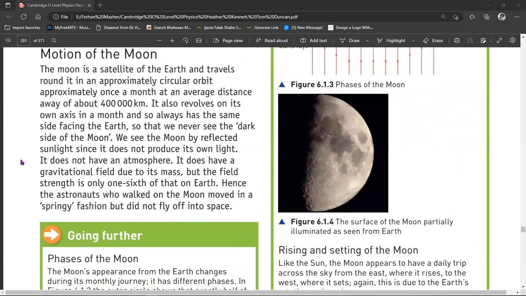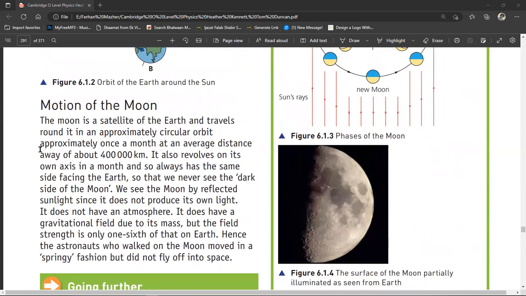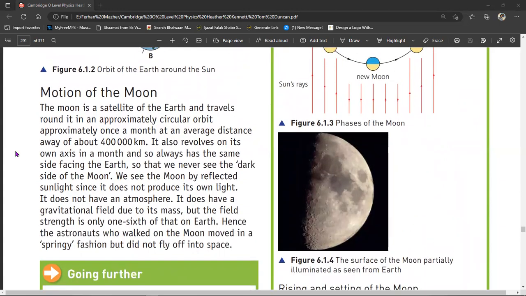Motion of the moon. The moon is a satellite of the Earth and travels around it in an approximately circular orbit approximately once a month at an average distance away of about 400,000 kilometers. It also revolves on its own axis in a month and so always has the same side facing the Earth, so that we never see the dark side of the moon.